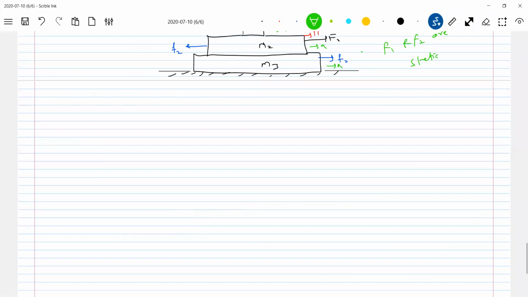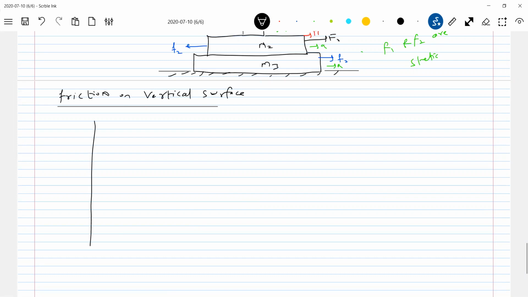We'll discuss problems on friction on vertical surface. So here I'll keep a block. There's a wall. First, let me start with a small basic one. There's a block. That surface is rough.